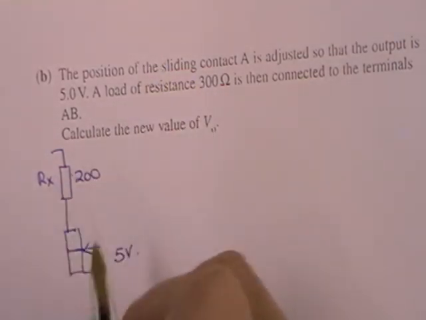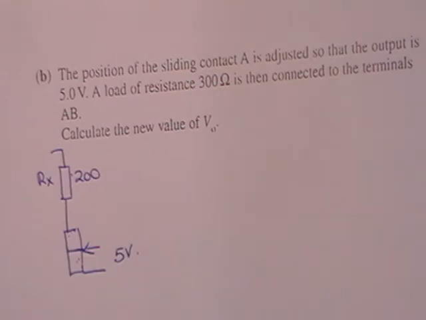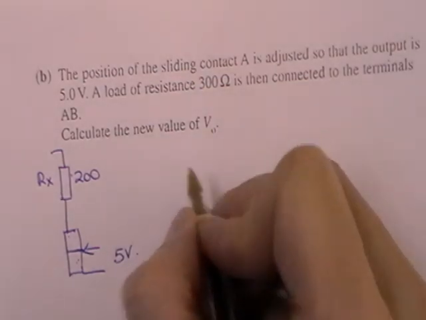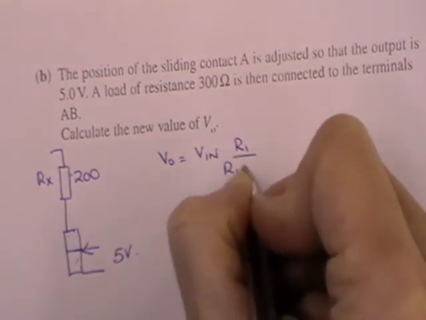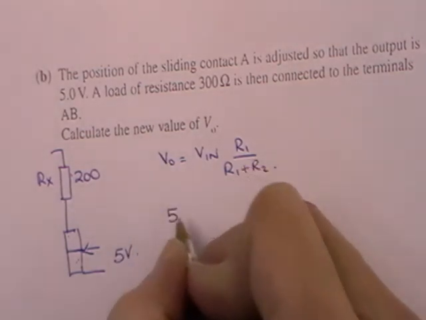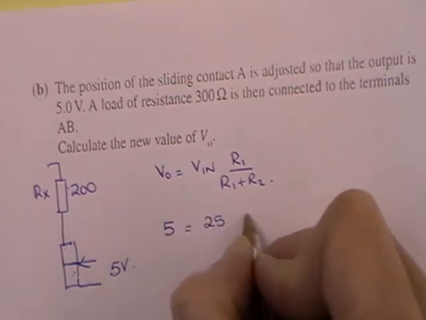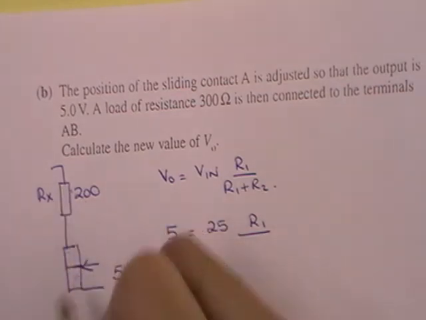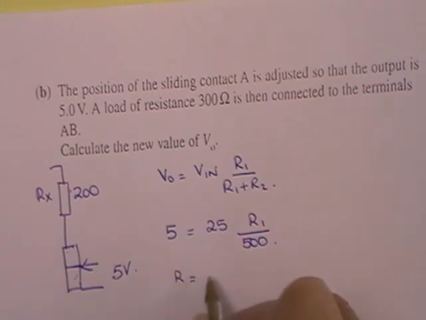So you've got 200 here and you don't know the split of these. But what you can do is, you know, the whole thing, the R1 plus R2 is still 500. And so we're going to use our V out is equal to V in times R1 over R1 plus R2. And so we know our V out is 5 and our V in is 25. We don't know R1, but we do know in total you've got 200 plus 300, which is 500. So R1 is going to come out to be 5 times 500 over 25, which is 100 ohms.